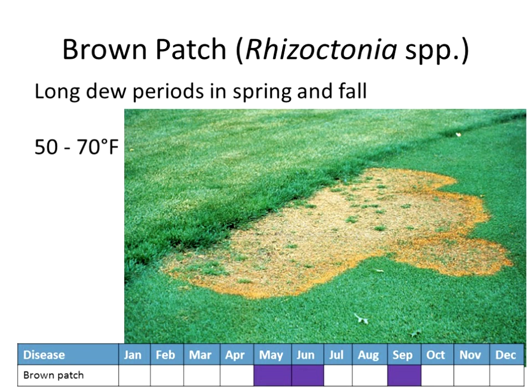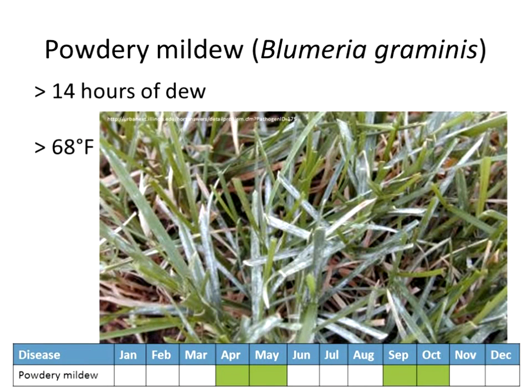Brown patch, so you can see again, this is something that's a problem. It's in the soil, and when you get the right weather conditions, long dew periods in the spring and at the end of the growing season, you can get these nasty patches that kind of appear on your lawn. And if you were to look more closely at the leaves, you'll see circular spots on them. That's caused by the fungus.